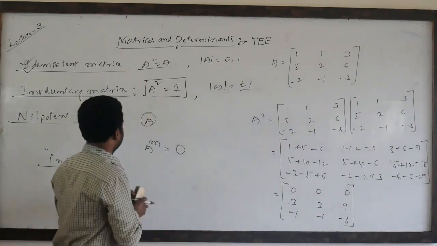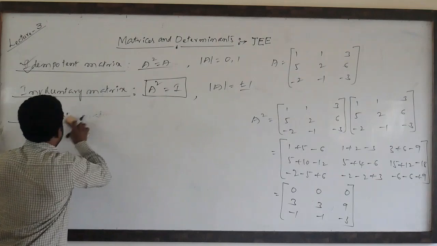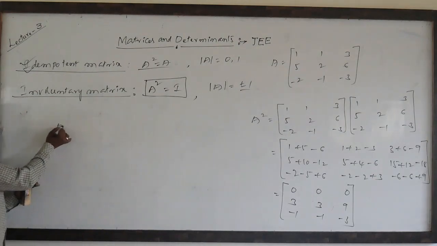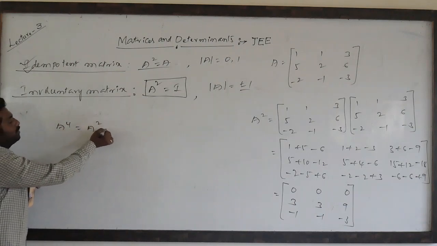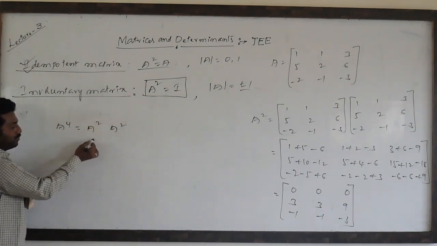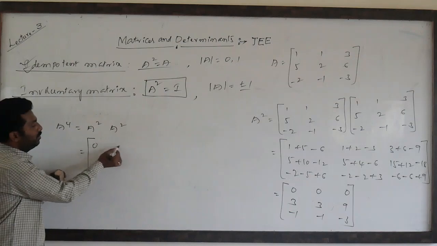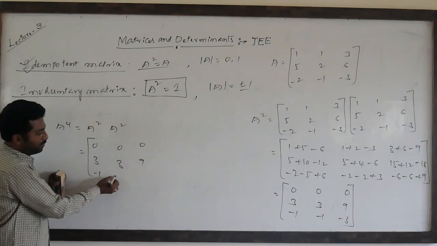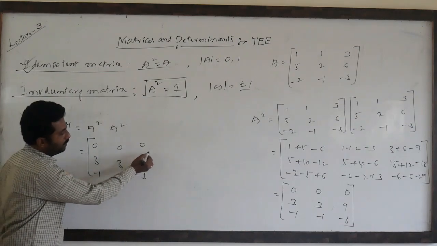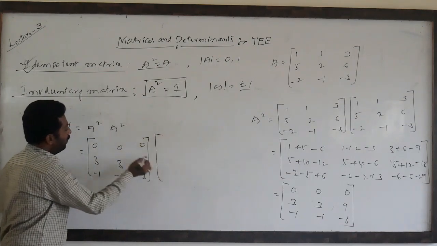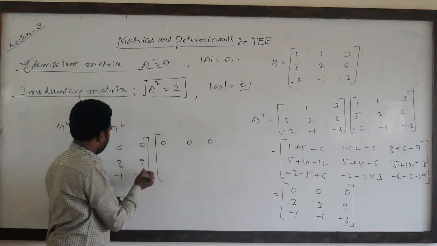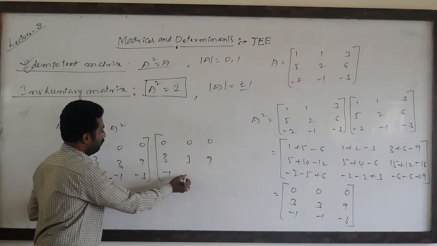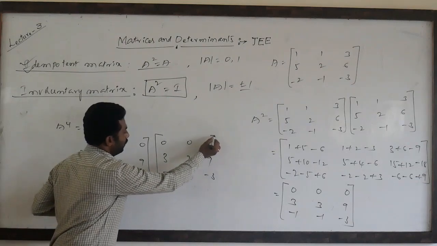This is A square. Then, what is A cube or A power 4? I will take directly A power 4, which means A square into A square. So what is the A square matrix? 0, 0, 0, 3, 3, 9, minus 1, minus 1, minus 3. Again, the same matrix, 0, 0, 0, 3, 3, 9, minus 1, minus 1, minus 3.